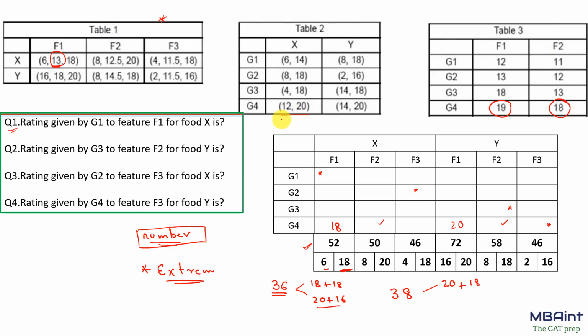Now table 2, what is table 2? Table 2 gives 2 of the values given by G4 for X, right? And 2 of the values is 12 or 20. Now for the combination of these two cells, if I put 18, I cannot put these two values elsewhere. So the only value that can come over here is 20. And if this is 20, I'll have to go with 16, right?